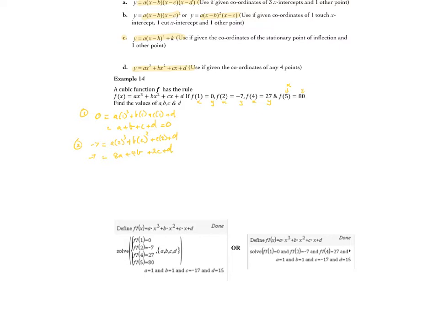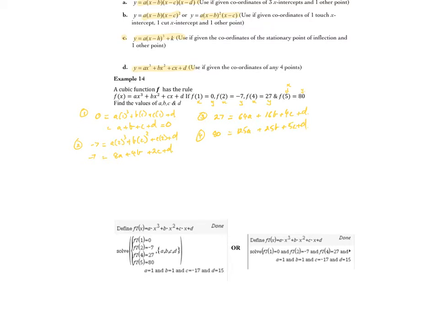There's equation 2. Equation 3, I'm going to use the point 4, 27. So 27 is equal to a times 4 cubed, 64a, plus b times 4 squared, which is 16b, plus 4c plus d. Finally, equation 4, I get 80 is equal to 5 substitutes in, 5 cubed, 125a plus 25b plus 5c plus d.